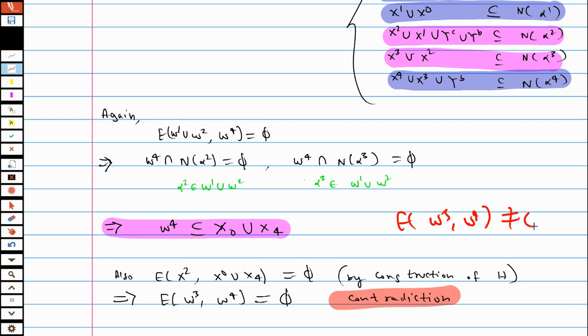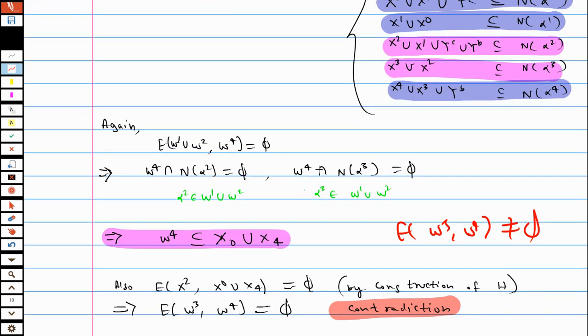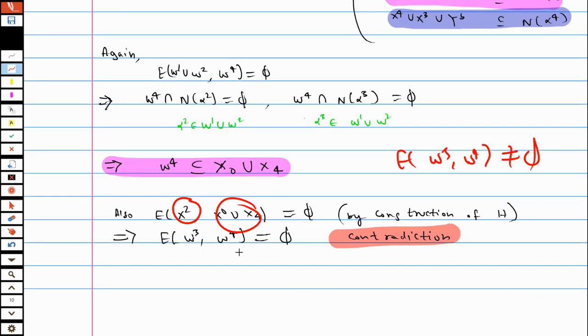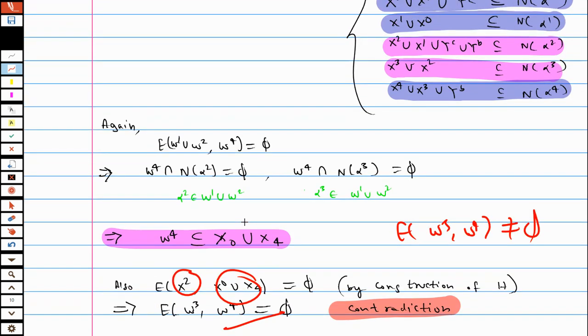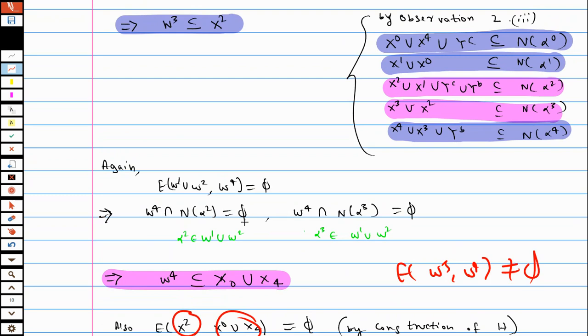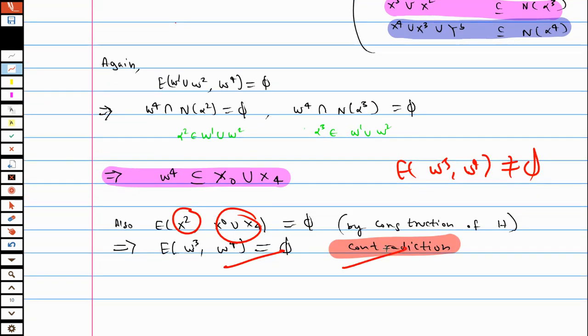should be non-empty, right? But I know that these two are empty. There is no edge between x2 and x0 x4 by construction. We constructed it in such a way that there is no edge between the zeroth copy of some element and the second copy of some element. And this implies that there is no edge between W3 and W4 because W3 and W4 are subsets of these sets. So yeah, this is the contradiction that we are having.